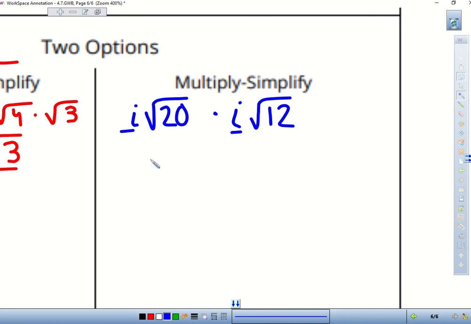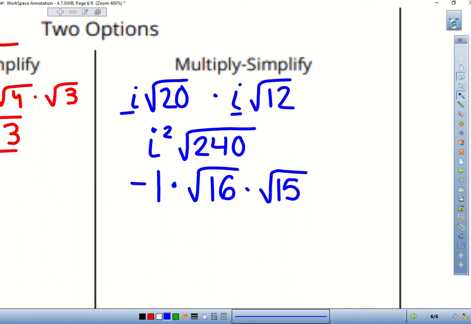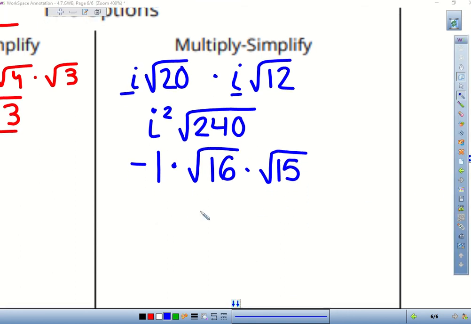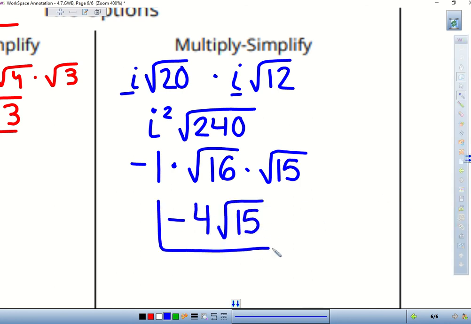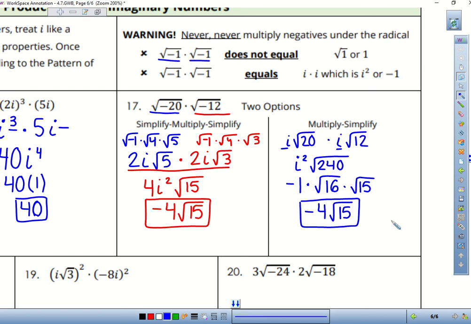So what is i times i? i squared. Good. And what is 20 times 12? What's 2 times 12? 240. Now what you can do instead is break down the 240. So 240, we know that i squared becomes -1. 240 breaks down into 16 and 15. What is the square root of 16? 4. What's 4 times -1? -4. So see how we got the same answer doing it 2 different ways? Does everyone understand that?